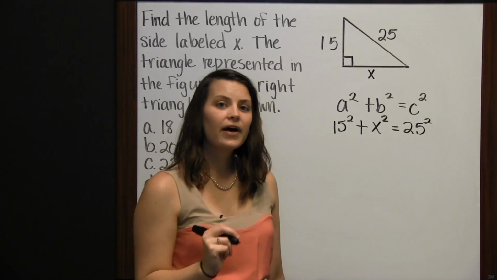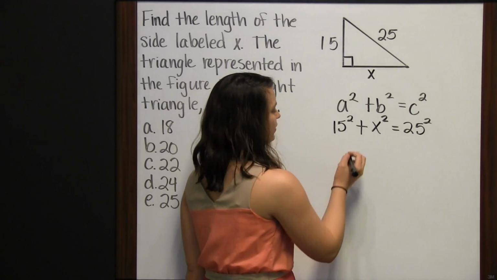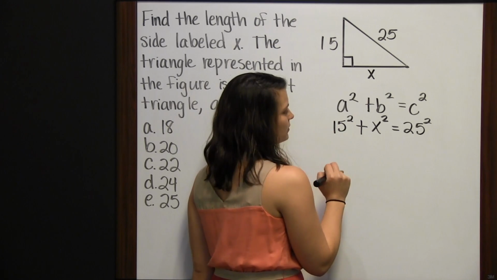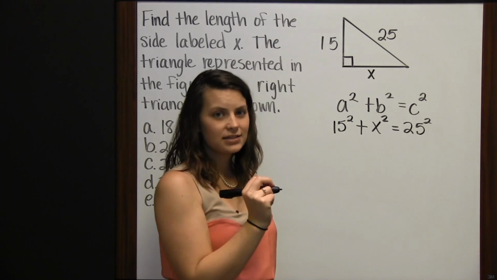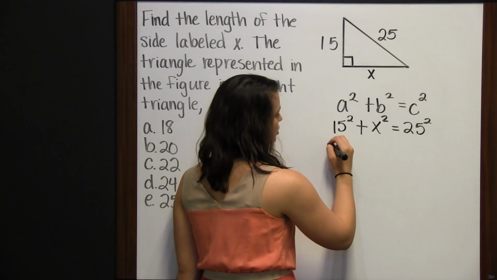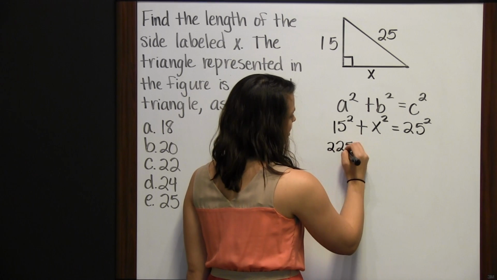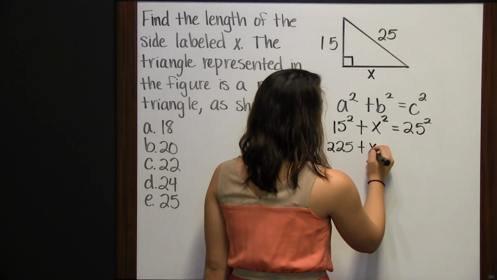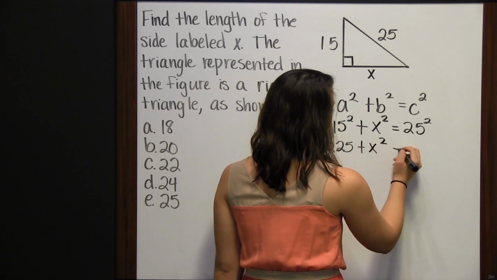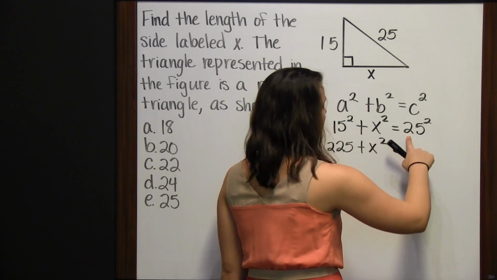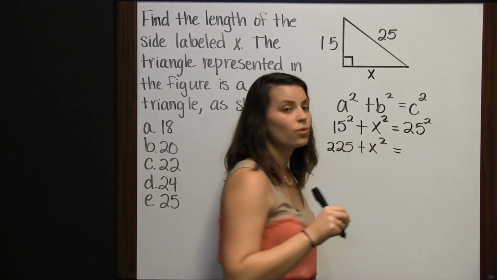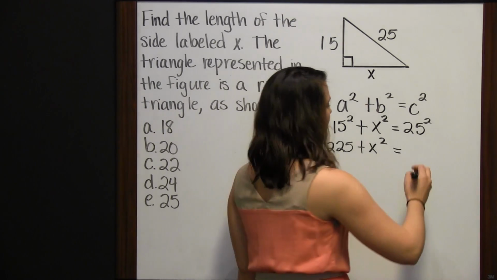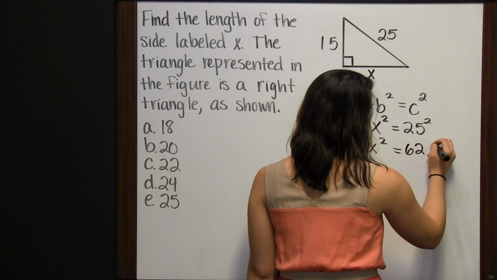Now we need to simplify by squaring 15 and 25. 15 squared means 15 times 15, which is 225, plus x squared is equal to 25 squared, which is 25 times 25, or 625.